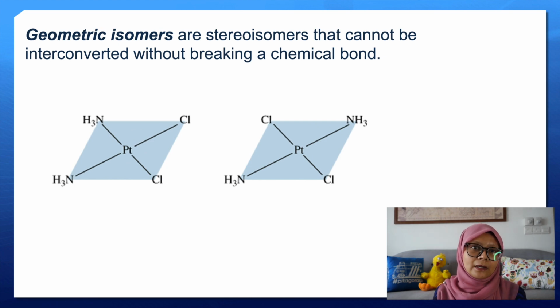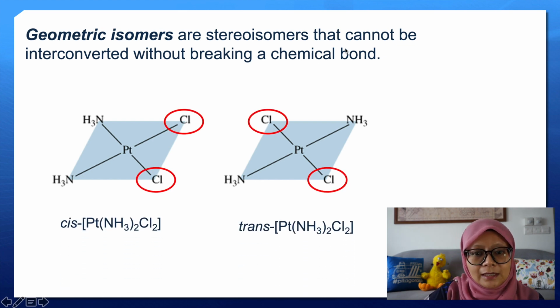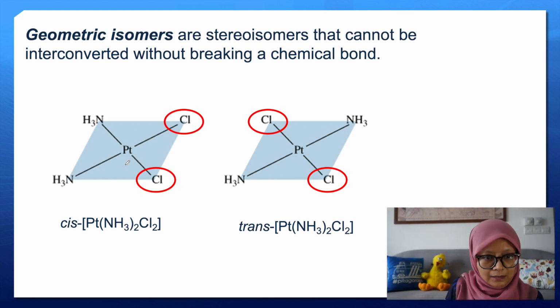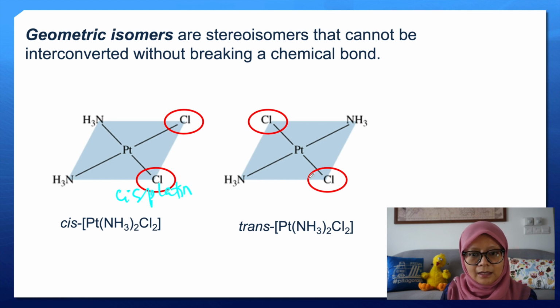So, what are the geometric isomers? They are stereoisomers that cannot be interconverted without breaking a chemical bond. In these geometric isomers, we have cis and also trans. This is one example for the cis, the platinum complex, or what we call cisplatin, and this is almost similar to this one. This is where we have the trans.